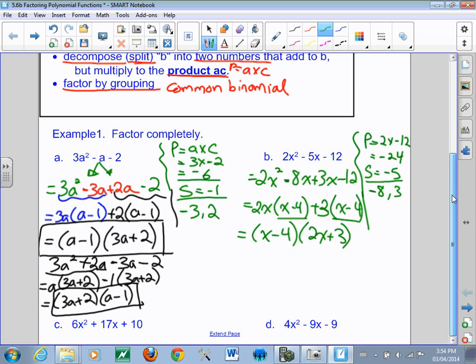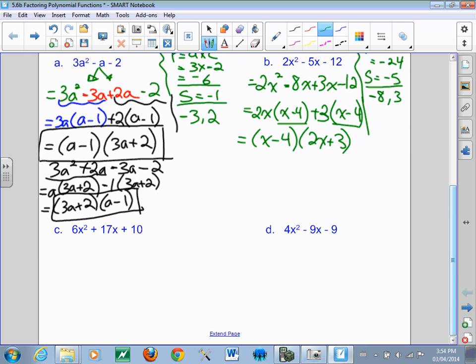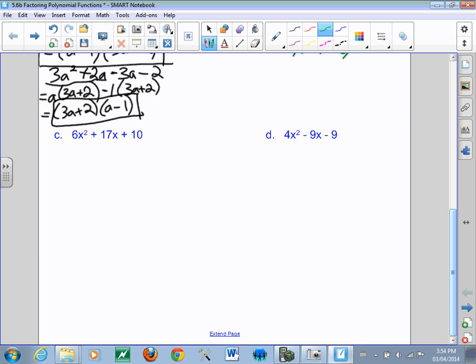Great. All right, let's move on to some harder questions. You might need the calculator for some of these. Okay, looking at our first question, can we common factor anything out? Nope. Okay, so our product equals A times C, which is 60, and our sum equals 17. Do some mathematical work here, and you'll notice that it's 12 and 5.